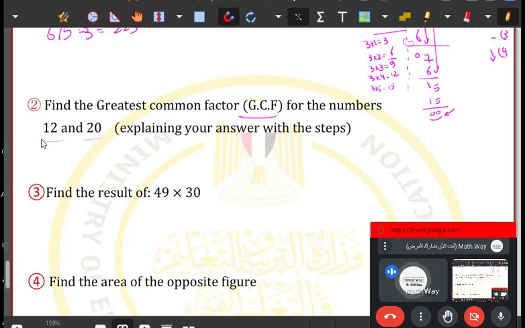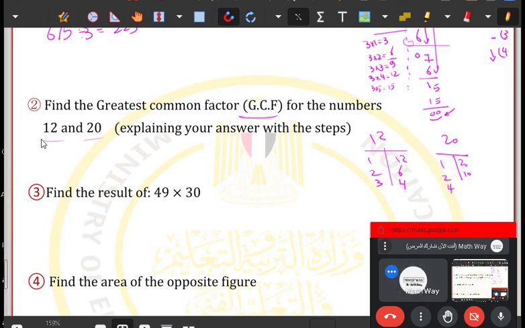Explain your answer with the steps. So to get the GCF, we will do this T chart. As you know, 12 and 20. 12 is 1 by 12, 2 by 6, 3 by 4, and 20 is 1 by 20, 2 by 10, 4 by 5. So the common factors between them are 1, 2, and 4, and nothing else. So the GCF, the greatest common factor, is 4.